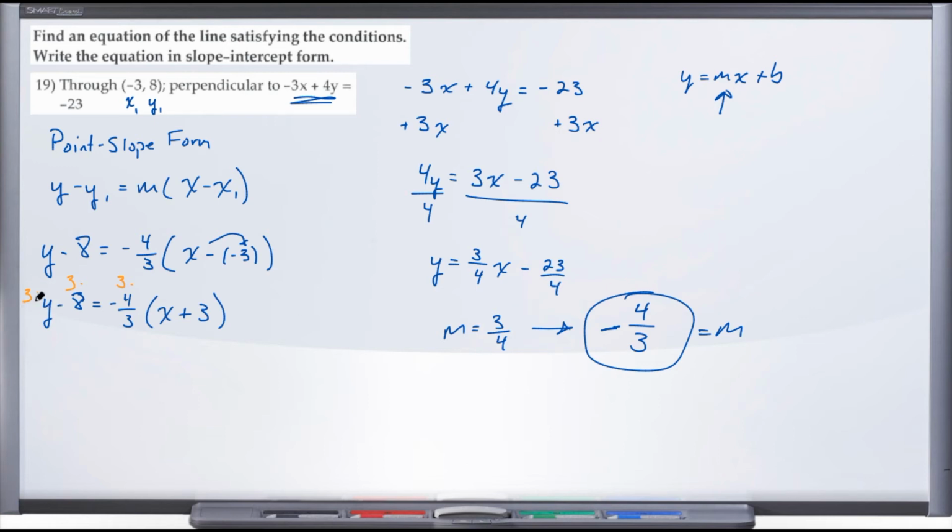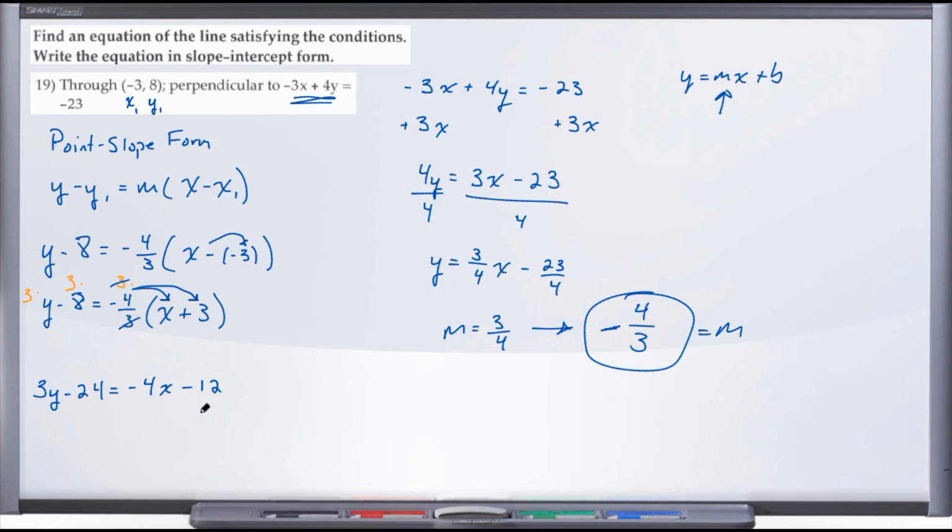And when we do that, we get 3 times y, which gives us 3y. Negative 8 times 3 gives us negative 24, equals. These 3's cancel, and so we're left with negative 4. And now when we distribute this negative 4 through, we get negative 4 times x, so that's negative 4x, and negative 4 times positive 3 gives us a negative 12. All right, so now we're cruising.